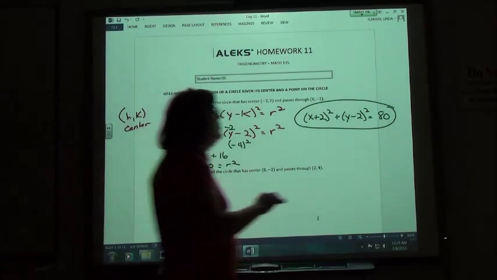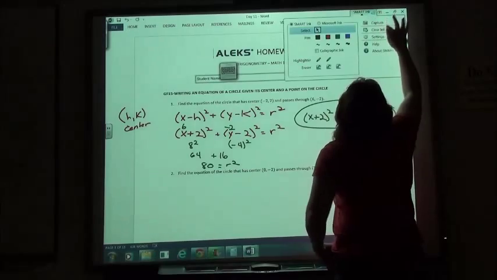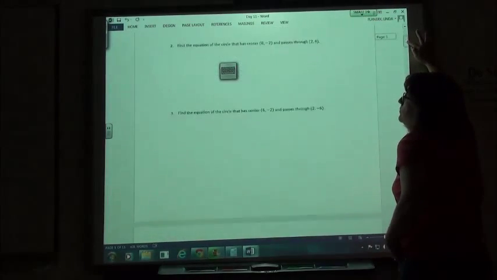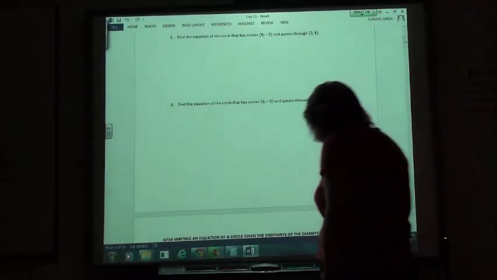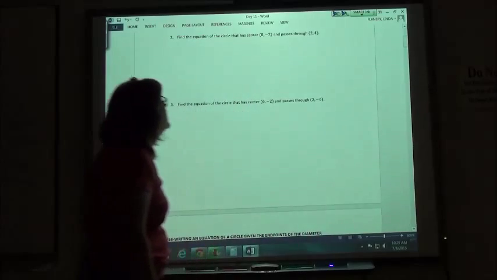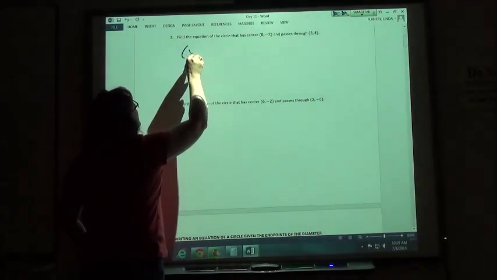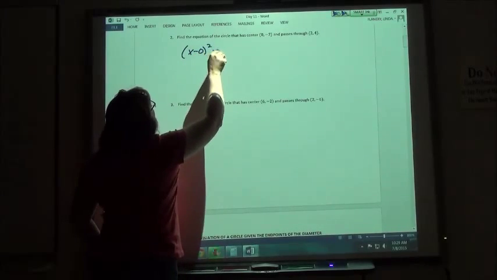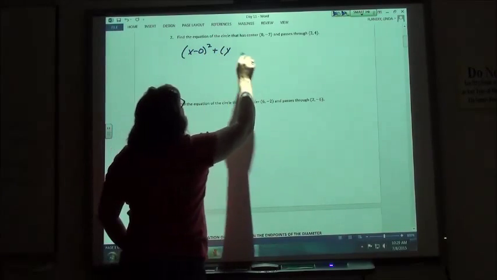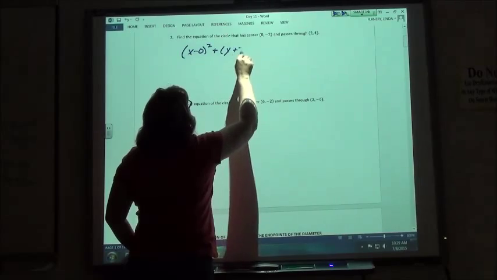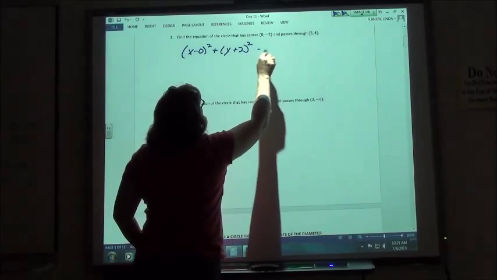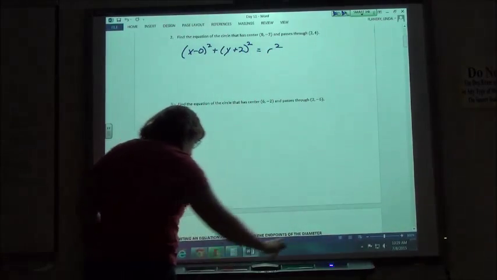So number 2, going to be the same kind of thing. I want to find the equation of my circle that has a center at 0, negative 2, passes through the point 2, 4. So I know I'm going to have x minus 0 squared plus y minus a negative 2, so plus 2 squared equals r squared.